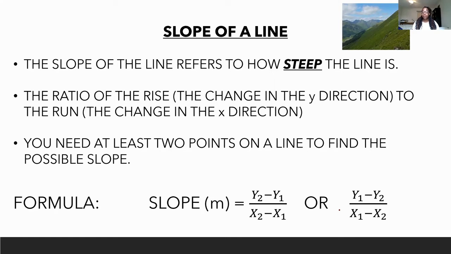So we can use this formula, y2 minus y1 over x2 minus x1, or y1 minus y2 over x1 minus x2. The key part is that your 2s and your 1s have to line up, and your y's have to stay on the top. Your y's are going to be your rise, and your denominator is going to be your run. So it's the change in your y's over the change in your x's.